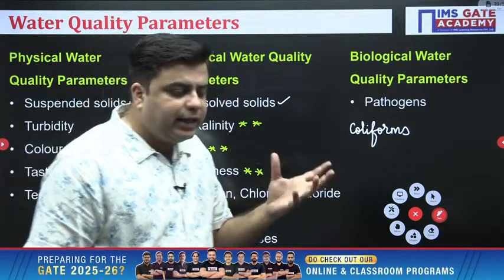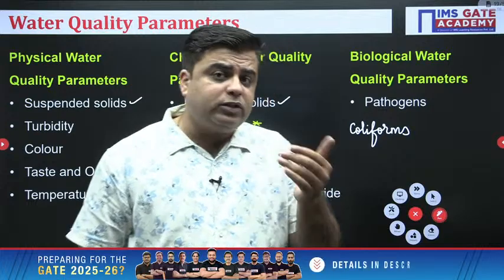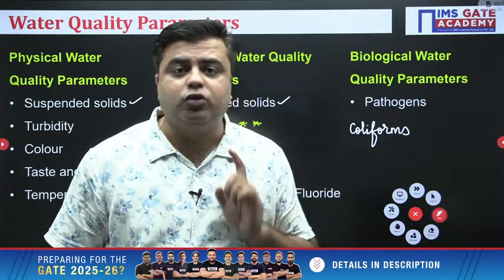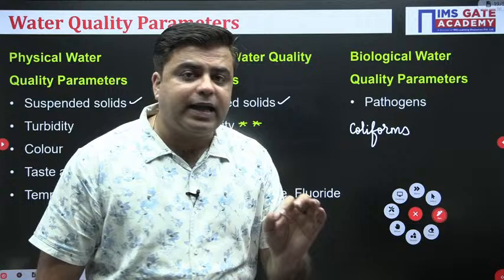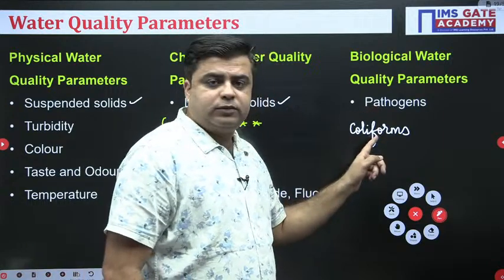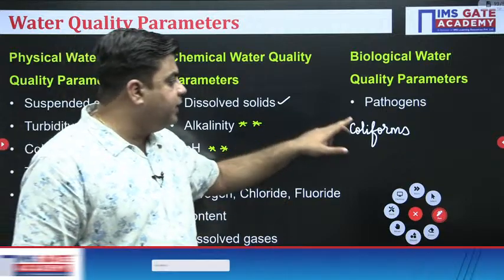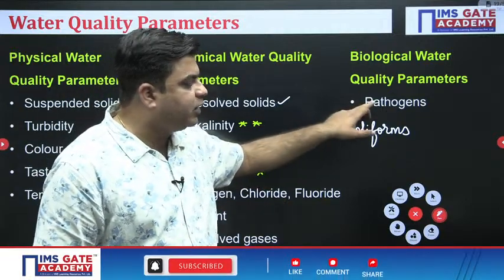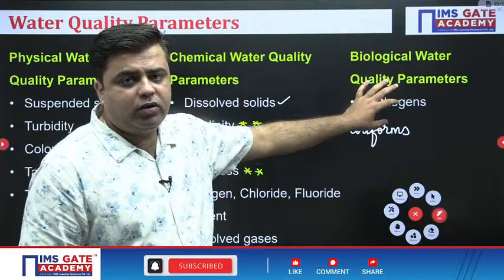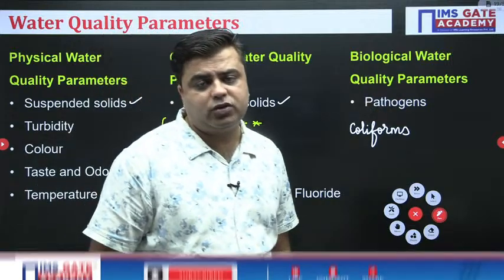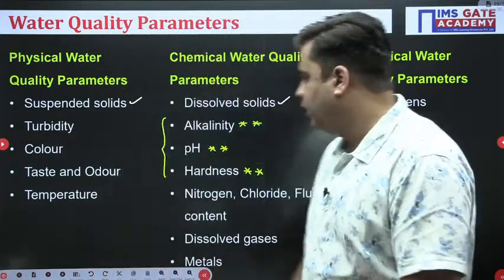So, if in any interview they ask you whether pathogens are calculated directly, the answer is no. Pathogens are calculated using coliforms. Coliforms are non-disease causing microorganisms. So the colonies of coliforms are calibrated with the colonies of pathogens in order to get the quantity of disease causing microorganisms present in your water sample.